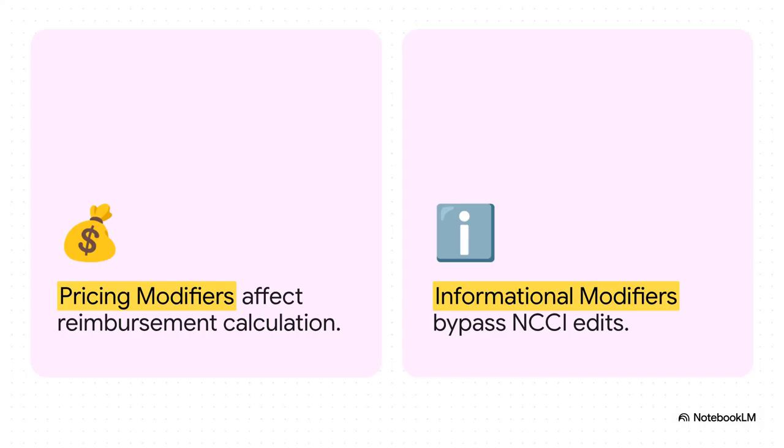To build a solid mental framework for this, it helps to break modifiers down into two main buckets: pricing modifiers and informational modifiers. Pricing modifiers do exactly what they sound like. They directly change the math. They literally affect your reimbursement calculation. Informational or statistical modifiers, on the other hand, don't necessarily change the dollar amount, but they tell a crucial story that helps you bypass those tricky National Correct Coding Initiative, or NCCI, edits.